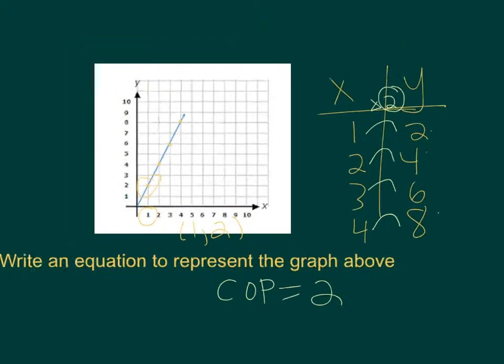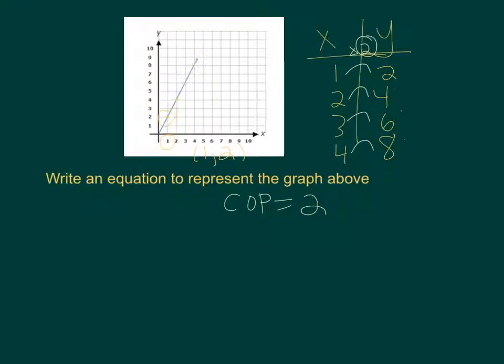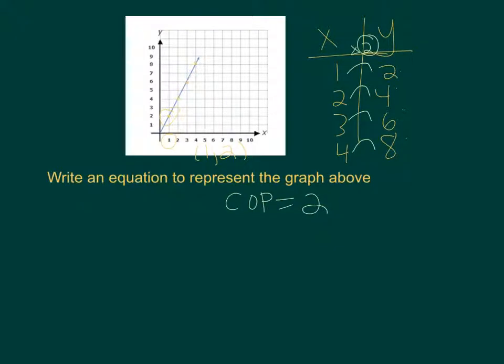So when I go ahead and write my equation for that, if I know that my constant of proportionality is 2, then I know my equation is y equals 2x. That's my constant, or my unit rate, times x. This means all y values are twice the value of the x values. All my y's are 2 times the size of my x's.